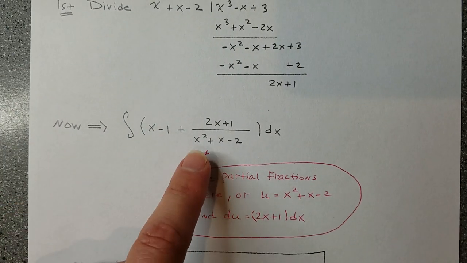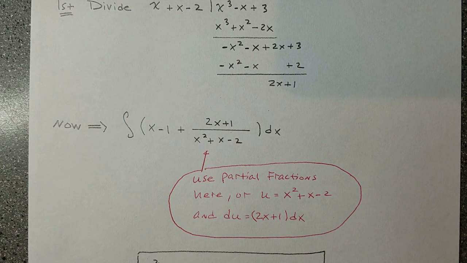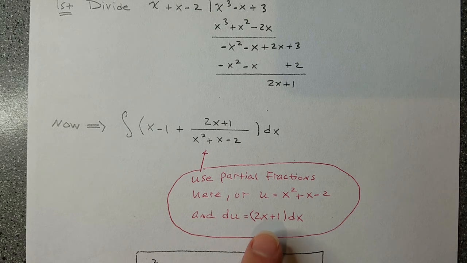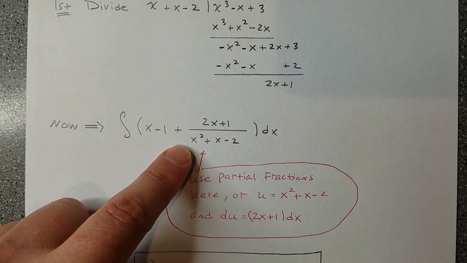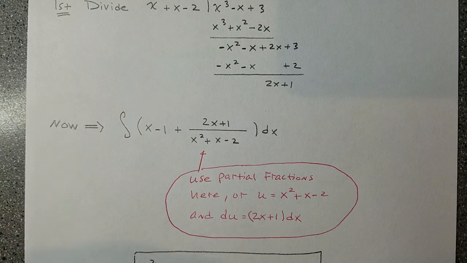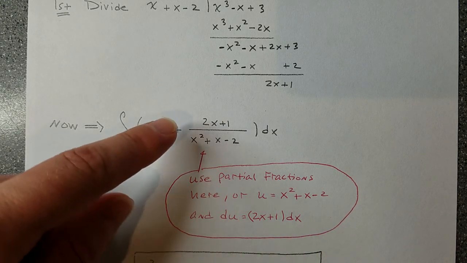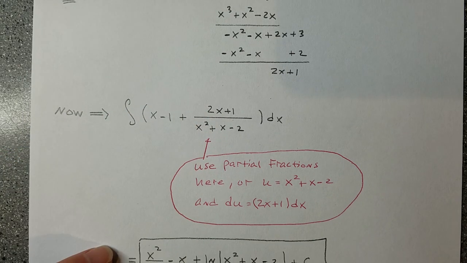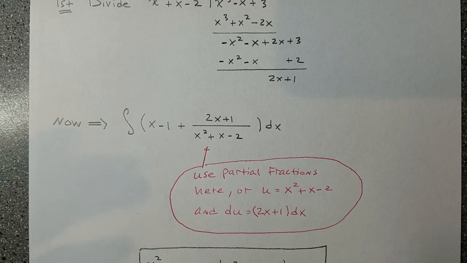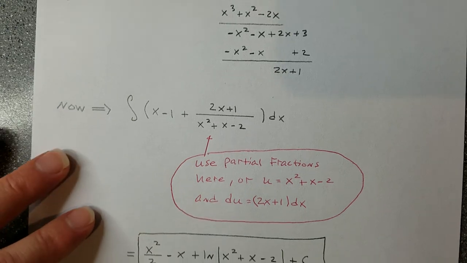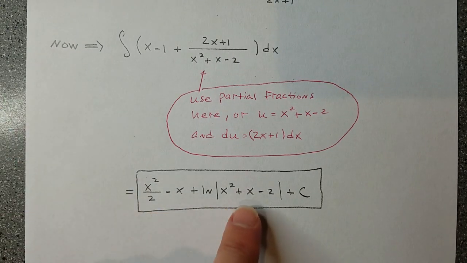Now, for this part, you could use partial fractions. The instructions did say to do that, and some people did it that way. But if you happen to notice that it's already set up for u substitution, that's okay also. You can let u be x squared plus x minus 2, and the du will be that exact thing up there, 2x plus 1 dx. So if you want to take advantage of that, that's fine. And that takes you straight to here.